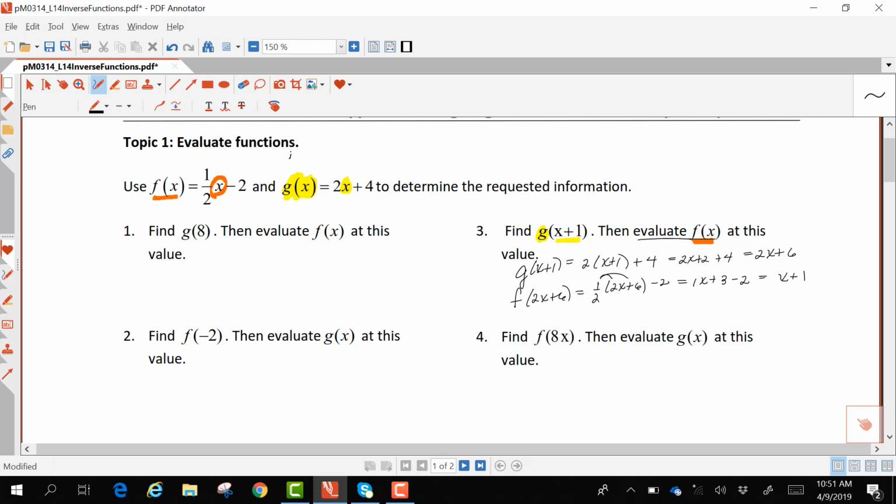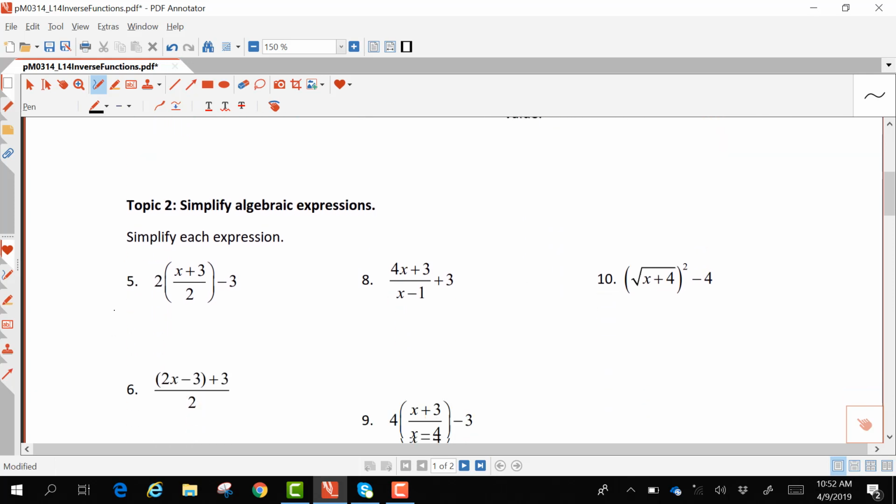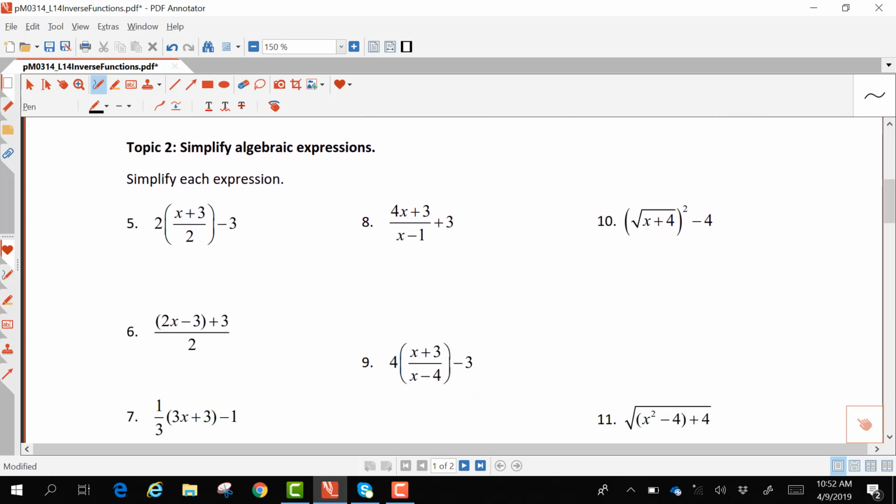Many times I have taught that regardless of what they put in the parentheses, it could even be the symbol of a heart, you replace the x value with that symbol. In example 3, we were replacing it with an x plus 1. Hopefully that visual might make it a little easier. Let's move down to topic 2.